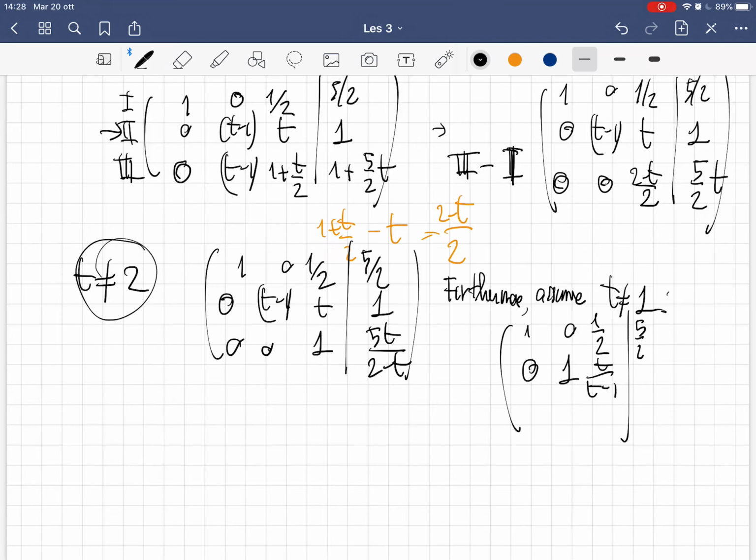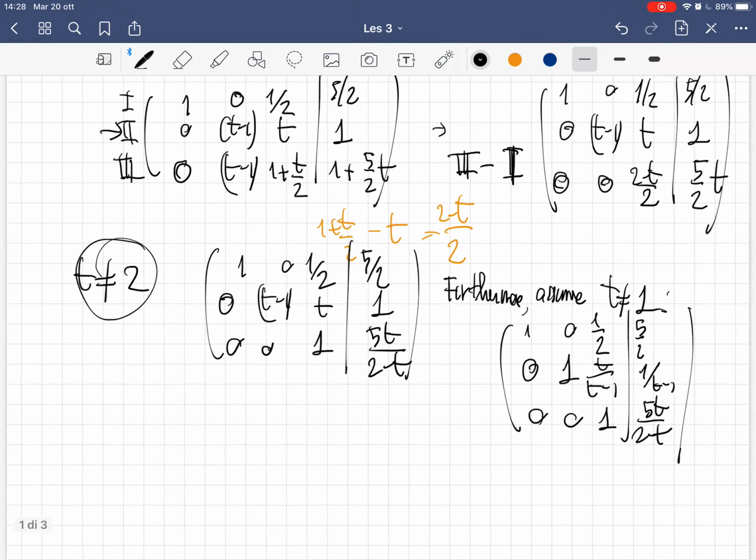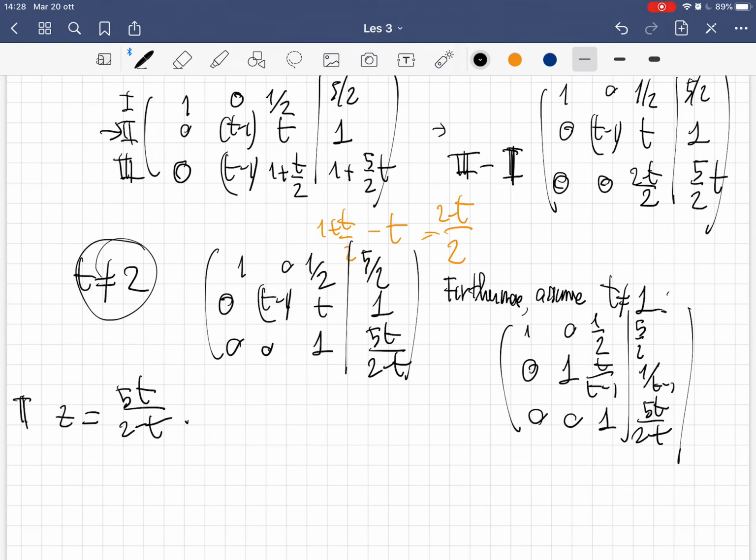Very good. 0, 1, t. Okay, that's good. So in this case, we can just solve the system. We first find that from the last one, we have that the third variable is going to be 5t divided by this.